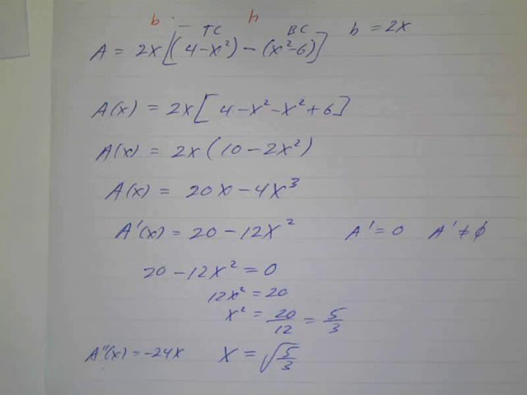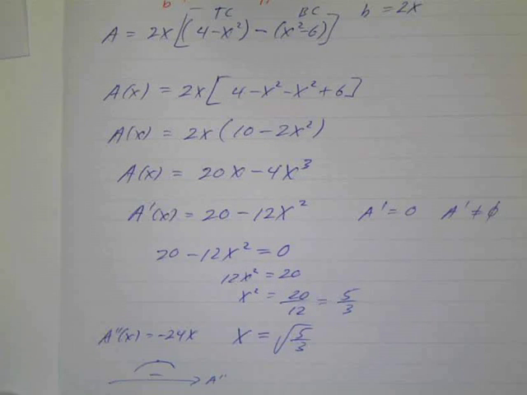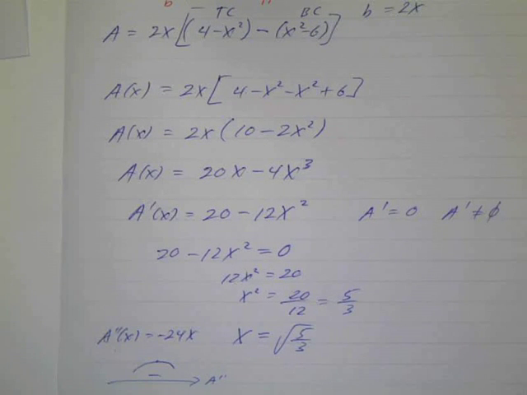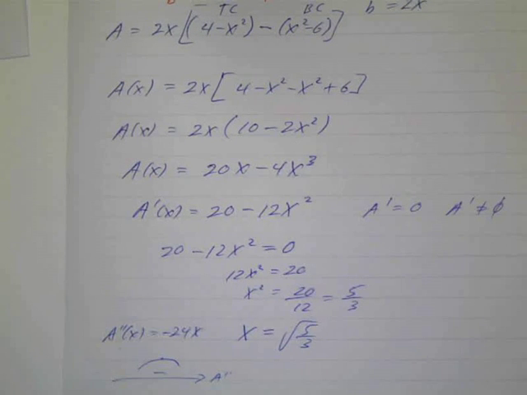Because we know it's always going to be concave down when x is positive, this will be negative. Negative times a positive is a negative. So then I'm going to be concave down, so that means I'm going to have a relative maximum. So there's my relative maximum. Okay? So we can solve this mechanically.